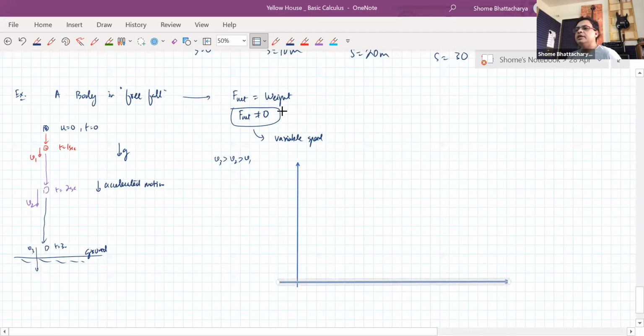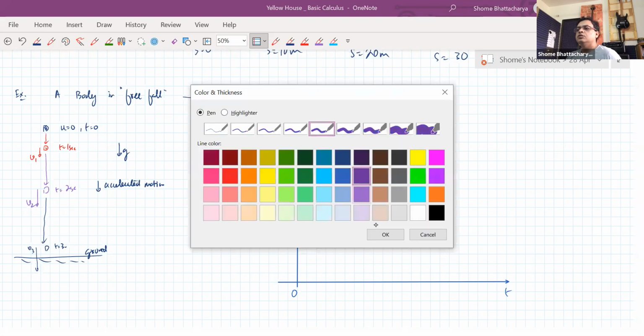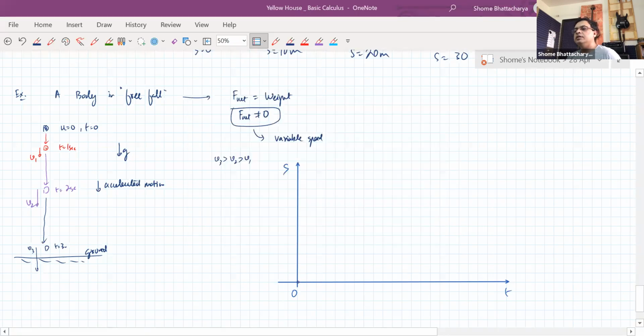So what people would have observed is that the relationship between distance and time should not be a straight line graph anymore, because in equal intervals of time, it's covering unequal distances. The distances are increasing. So that relationship between distance and time should become something like this. You can see that the amount of distance it is covering in the first second is different from what it is covering from 1 to 2, or different than what it is covering from 2 to 3.